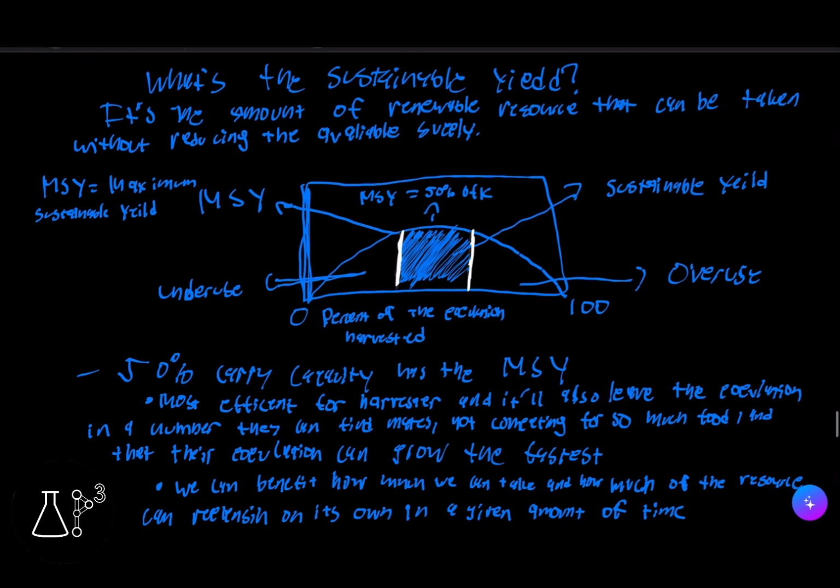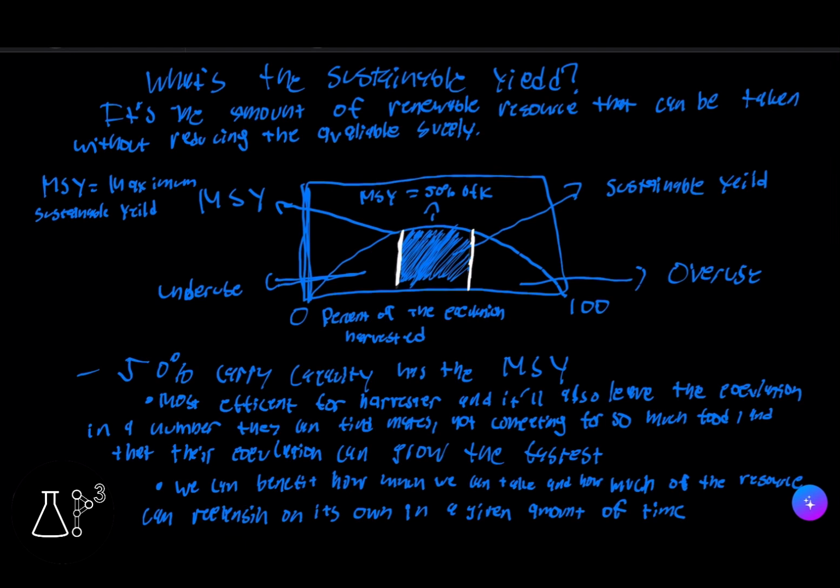So now we're going to talk about sustainable yield. Sustainable yield is the amount of renewable resource that can be taken without reducing the available supply. MSY is the abbreviation of maximum sustainable yield, and K is the abbreviation for carrying capacity. As we can see, we have a lot of information, so let's digest it. From 0 to 100, it shows the percent of population harvested, and the MSY is again the maximum sustainable yield. The maximum sustainable yield here is going to be when it equals 50% of carrying capacity.